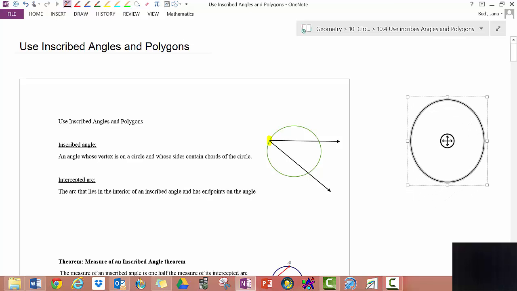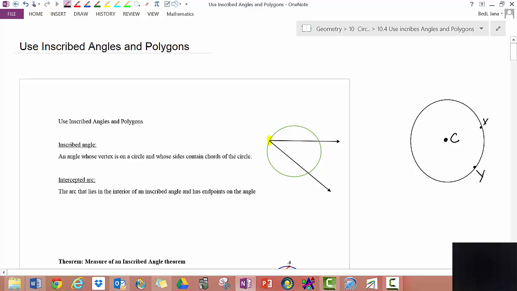Well, it doesn't look very circular, but just pretend it's a circle, and we'll say circle center C, and I'm going to plonk 2 points here. Let's call them X and Y. That X just looks a bit sorry. So let's try that again. So this is X and Y.